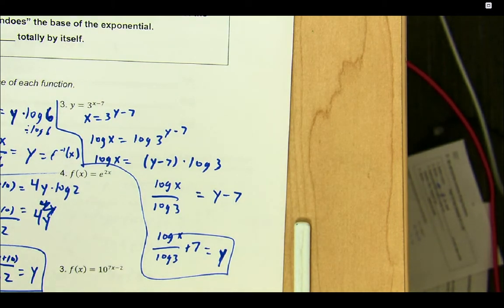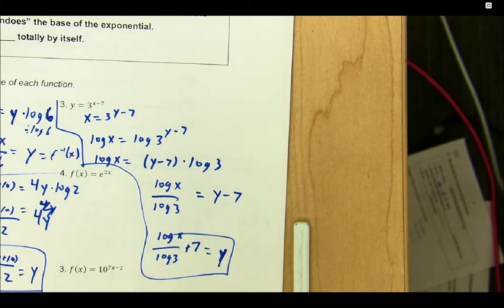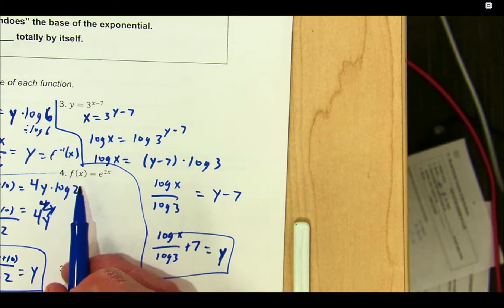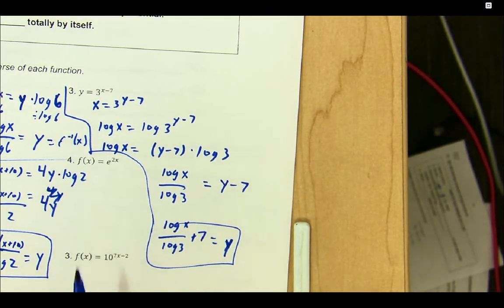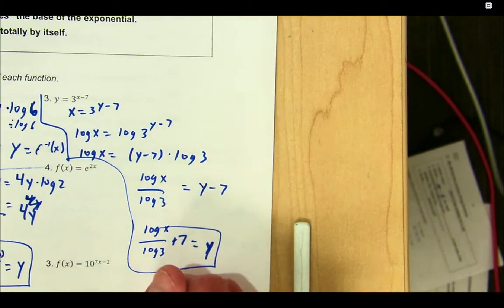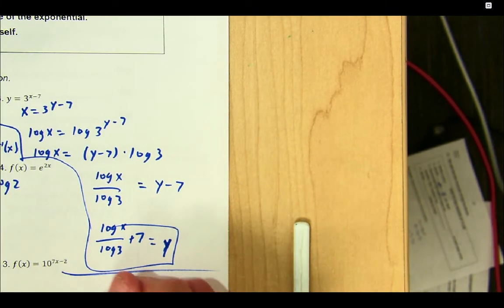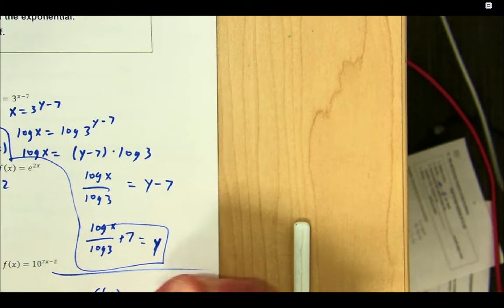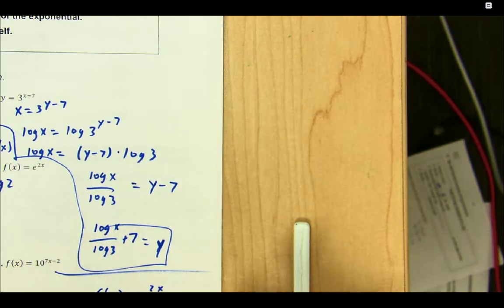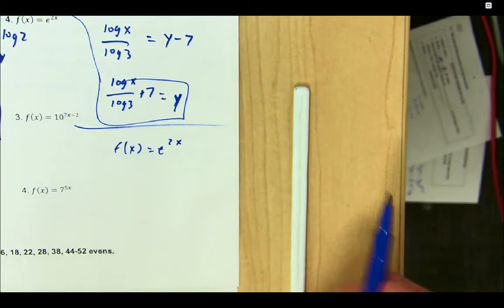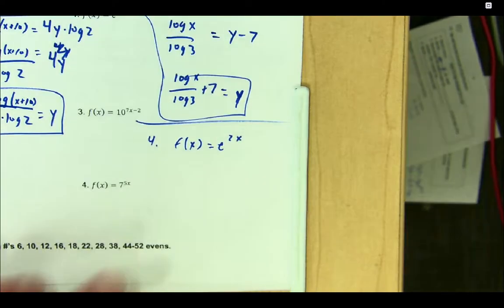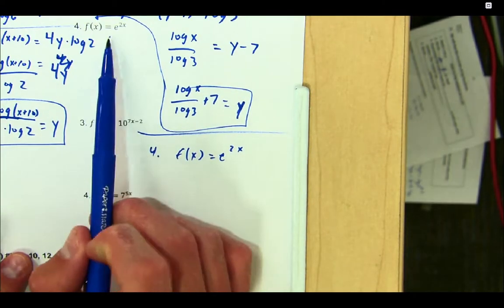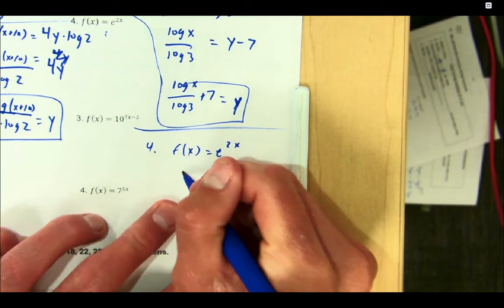Excellent. All right, we'll do this last one right here, and then you can check your answers for these. So, last one, f of x is equal to e to the 2x. So I'll just do that one right here. I'll rewrite it, since I have clearly not used my space well. Okay, so this is the last one, number 4. Switch x and y back and forth.